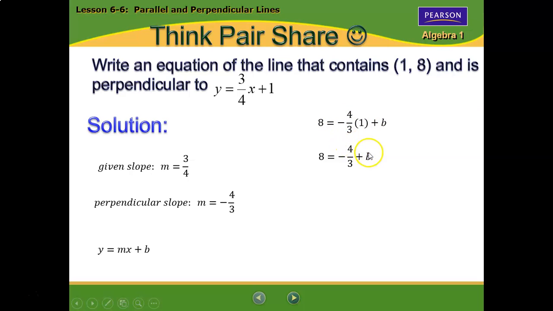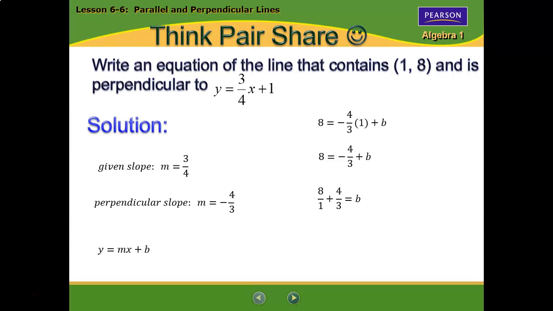And then to isolate b, we have to get rid of this -4/3. Well, since it's a -4/3, we have to add 4/3 to both sides. Now, since I'm adding a fraction, I'm going to go ahead and turn the 8 into a fraction as well. We know that all whole numbers are over 1. So when I add 4/3 to both sides, we have 8 over 1 plus 4/3 equals b. b is now isolated, but we have to finish simplifying the left side of this equation.